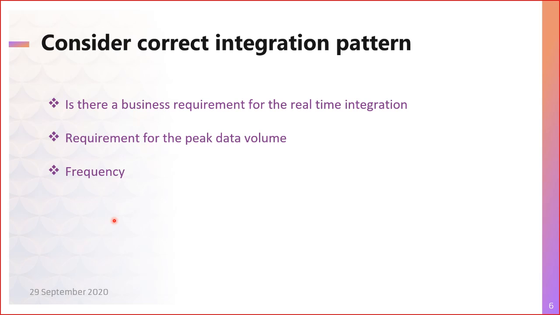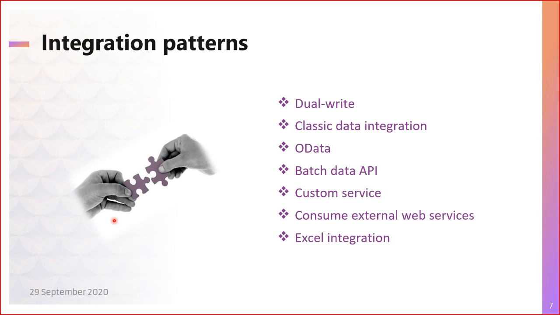What are the requirements for the peak data volume? How much data will they be sending, importing or exporting, during the peak time, and how frequently will they be sending and receiving data from finance and operations? When you have all these three points listed down, you will be able to find out which pattern you should be following from all these patterns which we have already discussed. These are the seven different integration patterns we have with finance and operations.